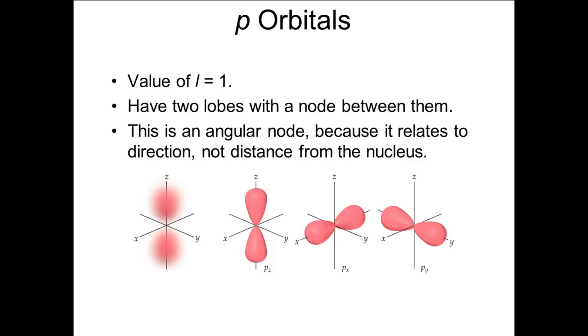The number of angular, that is direction-related, nodes in the type of orbital is the same as the value of the quantum number L. So s-type orbitals have no angular nodes and are therefore spherical. All other types of orbitals have at least one angular node. p-type orbitals have one, a plane perpendicular to the direction of the orbital.